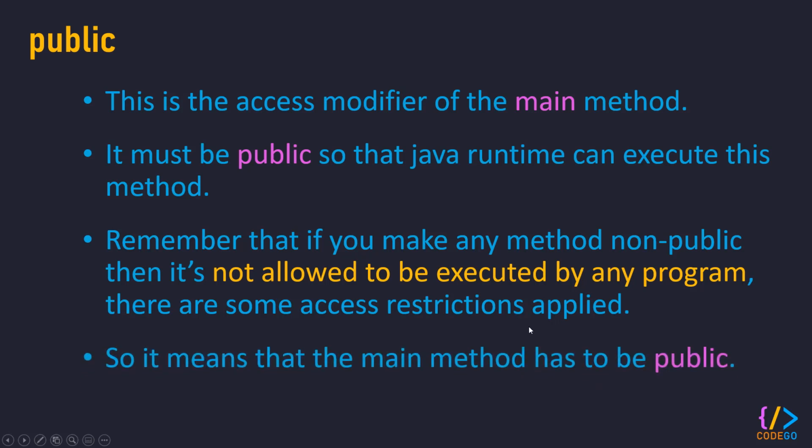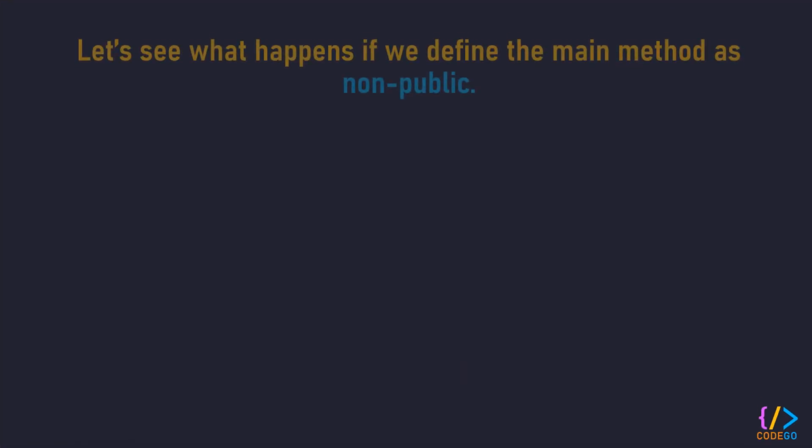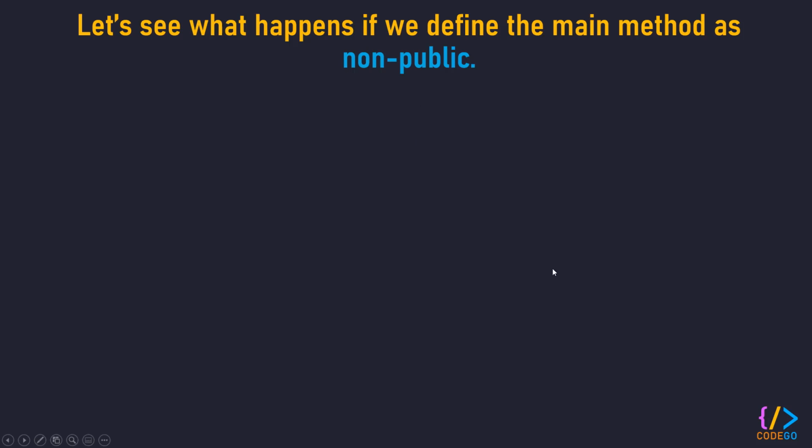Okay, so it means that the main method has to be public. So let's see what happens if we define the main method as non-public. So ano po yung mangyayari kapag pinilit po natin na i-change yung public natin sa ating main method into non-public?